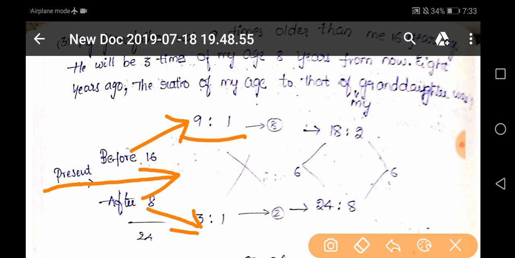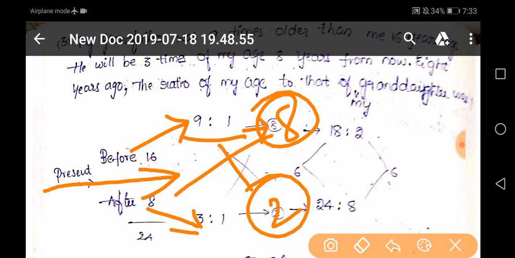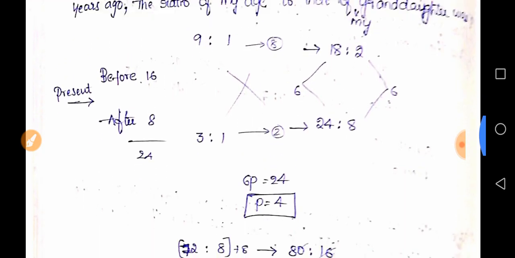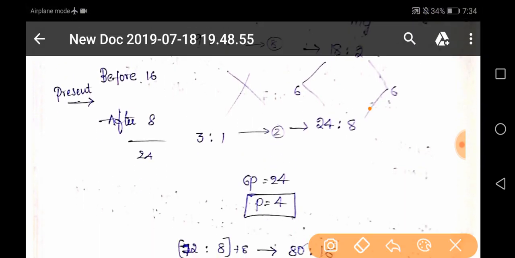just see here, it is 8 and here the difference is 2. Just crisscross multiply. 18 is to 2 and 24 is to 8, and the difference is 6 on both sides. It is fine, we made it. So then I said, you see, 6 parts equal to, they have given you both.